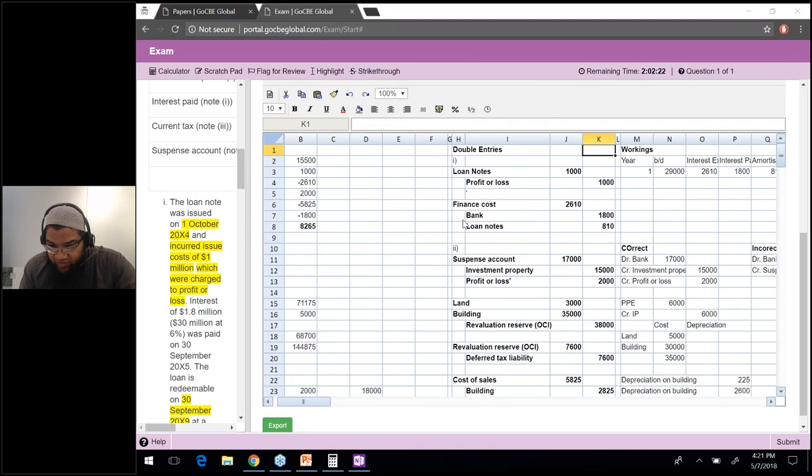Arshian is asking whether showing double entries is compulsory to the examiner. No, Arshian, it is not necessary. We are doing this just to have our own control. Kulsum is saying that investment property should be eliminated.